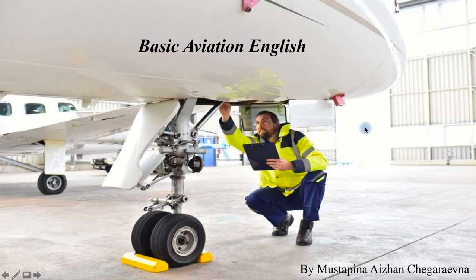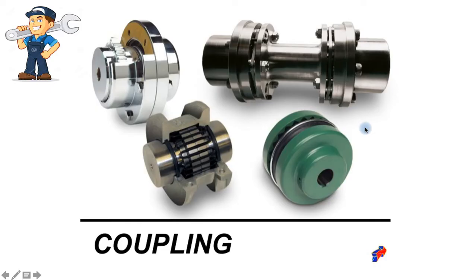This lesson is for second year students on basic aviation English. So, if you're ready, we can start. The theme of our lesson is coupling.